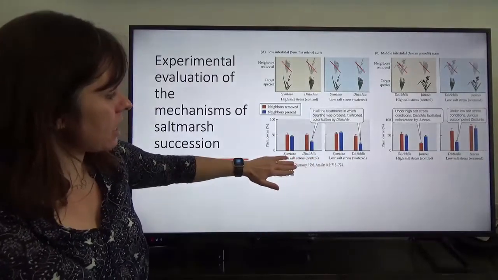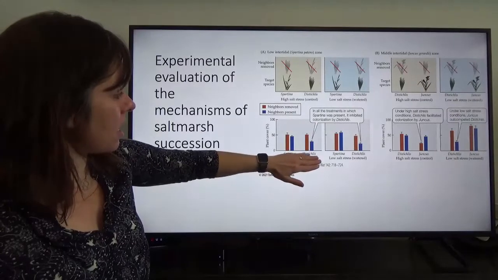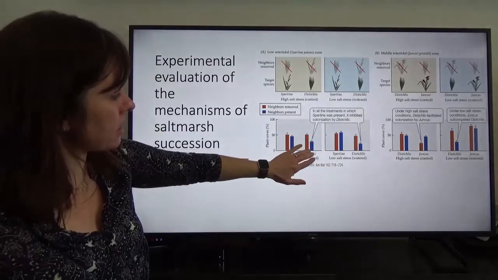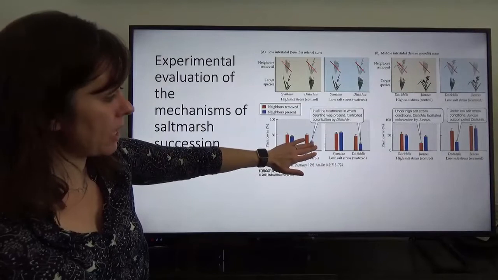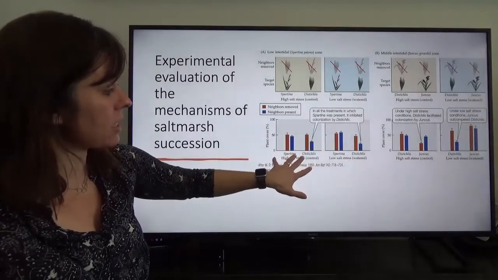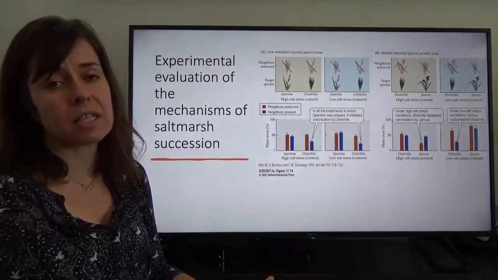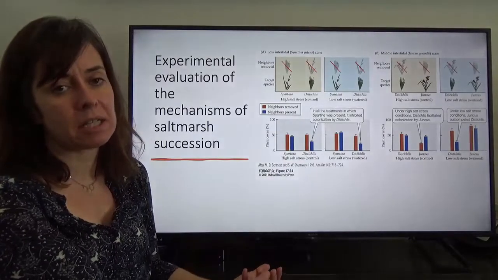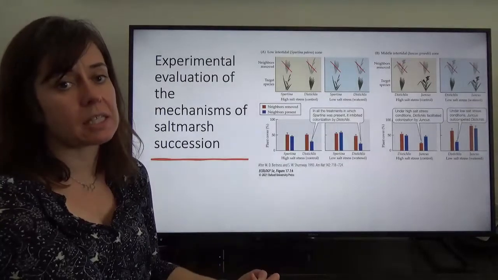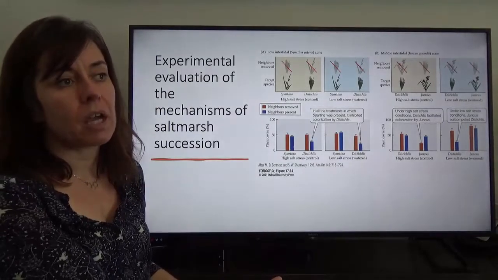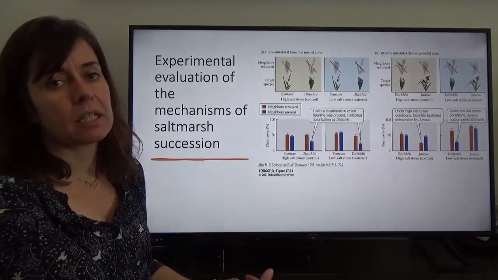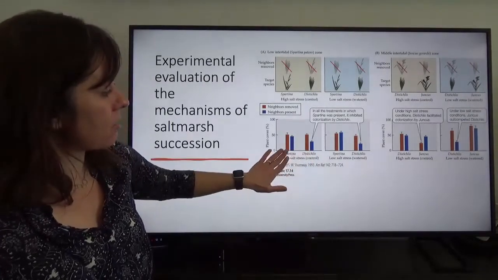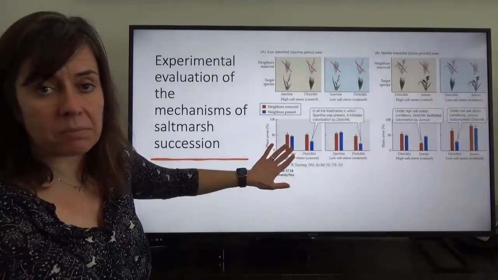And what they found was that in the low intertidal zone, where Spartina was present, Distichlis had lower plant cover in both low and high salt stress environments. So that suggests that Spartina is inhibiting the growth of Distichlis. So Distichlis is establishing, and then Spartina is inhibiting its further progression. So once Spartina establishes, it's able to outcompete or inhibit Distichlis and remove it from the system effectively. Okay? Spartina was not impacted positively or negatively by the presence of Distichlis.